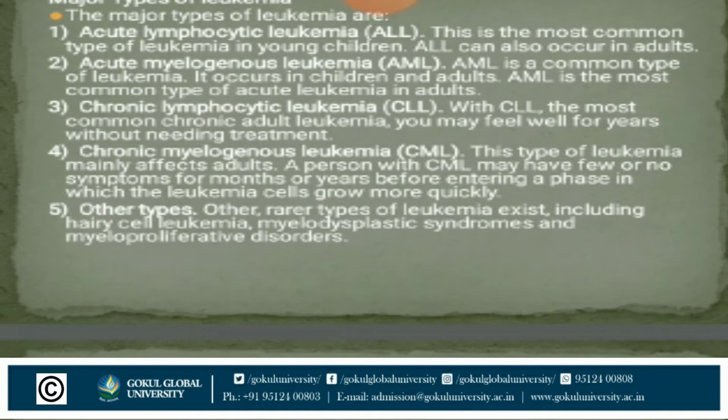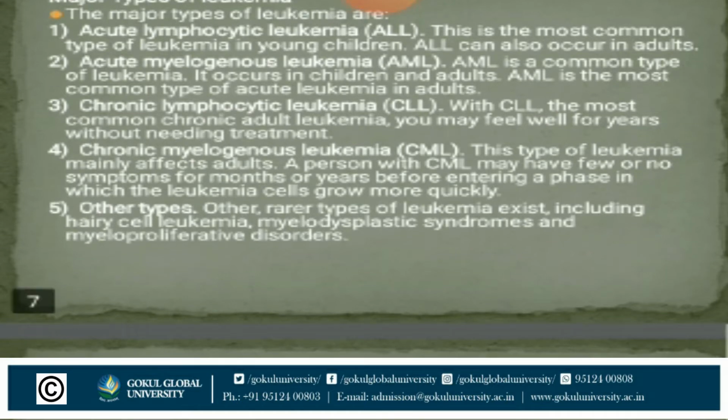And the first four are the common lymphocytic and myelogenous types, each in two phases, acute and chronic. So acute lymphocytic leukemia and acute myelogenous leukemia, chronic lymphocytic leukemia and chronic myelogenous leukemia.